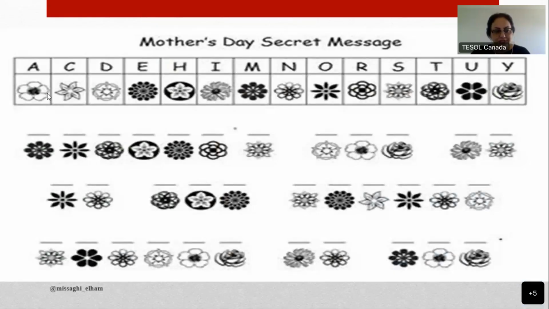Good. So look at the signs and the letters. So put the letters next to each other and find the word. Then you can find the message.